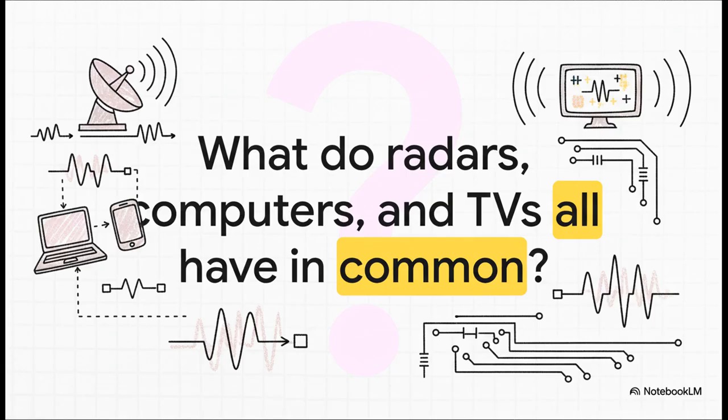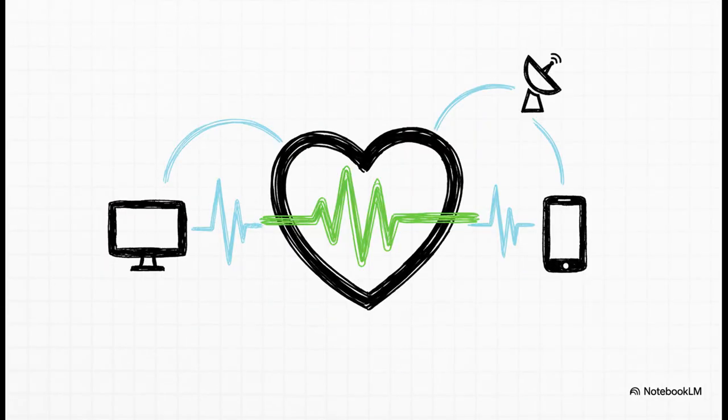What do things like a radar system, your computer, or even an old-school TV all have in common? I mean, they seem completely different, right? But deep down, inside their circuits, they all speak the same secret language. And that language is the language of waveforms. You can think of them as these repeating electrical pulses, kind of like a rhythm, or the very heartbeat inside all of our electronic devices. It's how they carry information and how everything stays perfectly in sync.